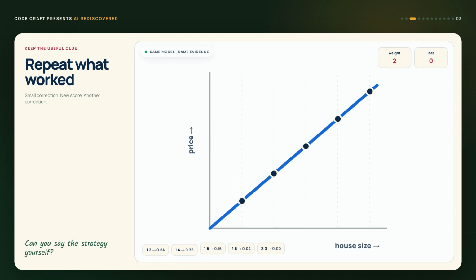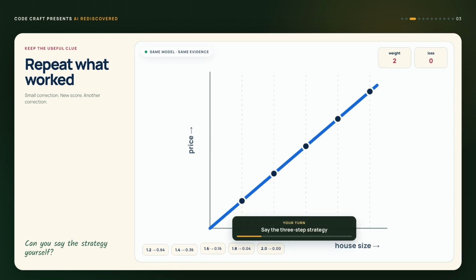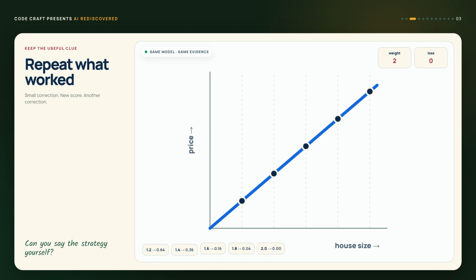Say the strategy in your own words. Here is the simple version. Make a small change, measure the mistake, keep moving in the direction that makes the mistake smaller, and repeat.